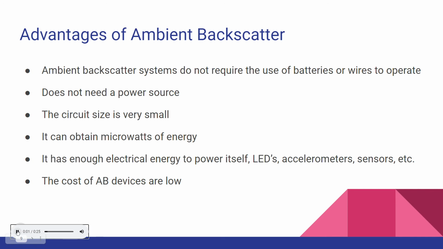There are many advantages of ambient backscatter systems. For instance, they do not require the use of batteries or wires to operate. Therefore, they do not need a power source. And the circuit size is very small. It can obtain microwatts of energy, and it can have enough electrical energy to power itself, LEDs, accelerometers, and sensors. And the cost of AB devices is very low.